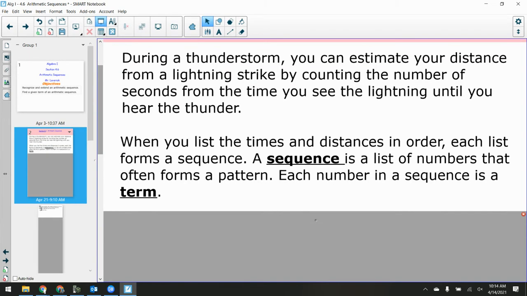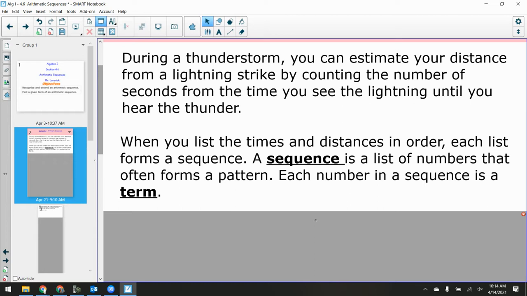When you list the times and distances in order, each list forms a sequence. Because you can calculate, okay, if it's 3 seconds away, it's this distance. If 4 seconds away, it would be this distance. 5 seconds away, it would be this distance, right? We can have a table of values, and if you just look at the y values, what that is really called is a sequence.